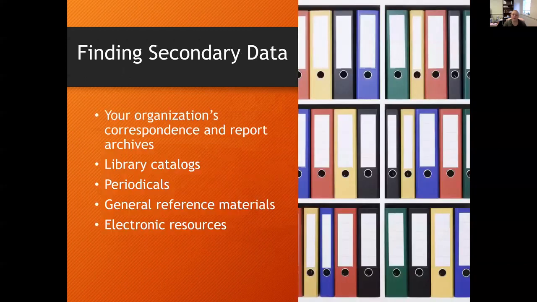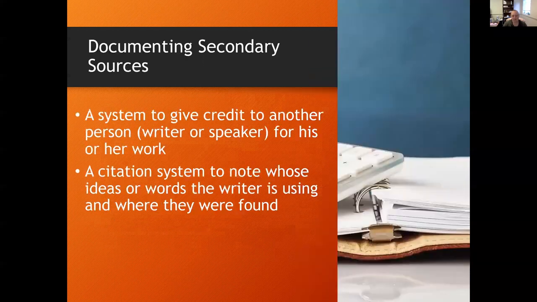So where can I find secondary data? A lot of times you can find it in emails and correspondence and report archives. You can find it in library catalogs. You can find it in periodicals, in general reference materials, and electronic resources.